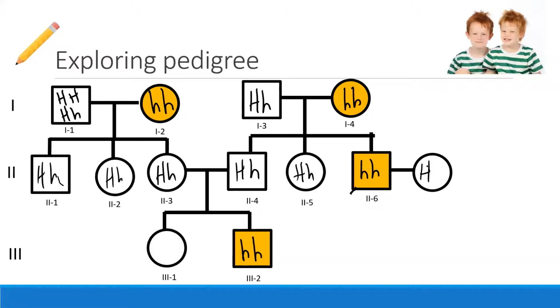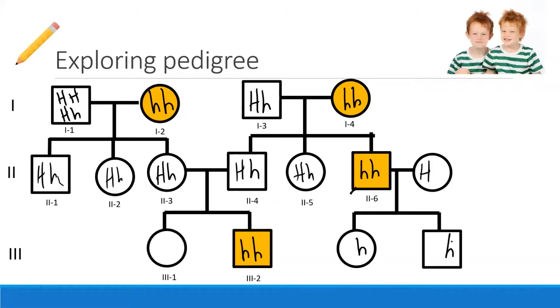Now, let's look at her children. So their children are here. No matter what, they're going to be hybrids, because the father can only ever offer a lowercase h. And therefore, in order for them to have normal hair, they must have a capital H. But it doesn't answer the question.